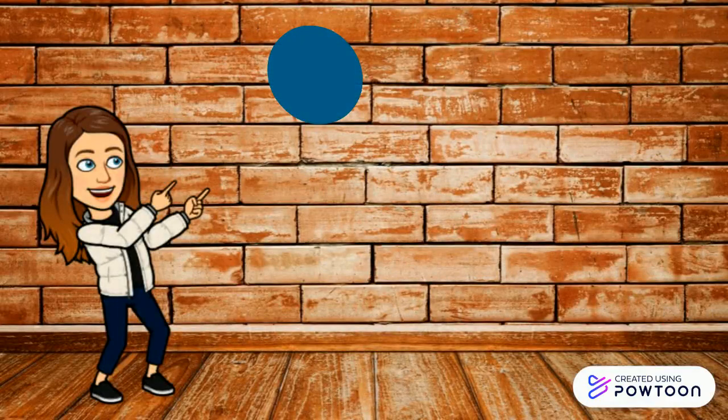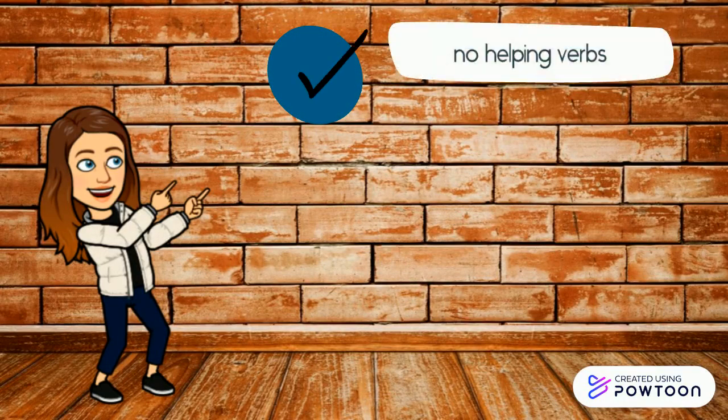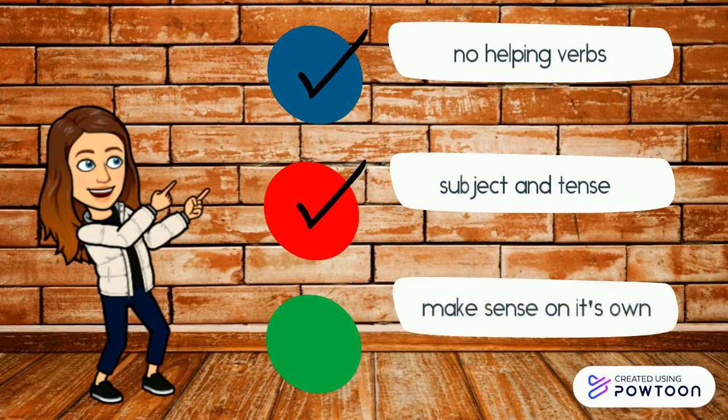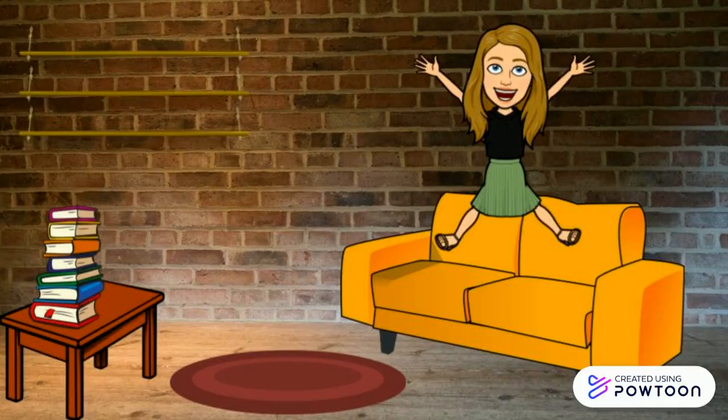So to find a finite verb, you have to know it has no helping verb in front of it or behind it. It's just a verb on its own. It tells us about the subject and the tense, and it also makes sense on its own with the subject in front of it. I hope that it helped you to understand finite verbs better.